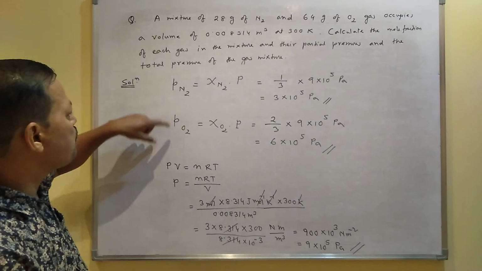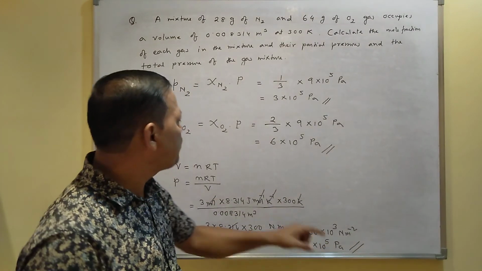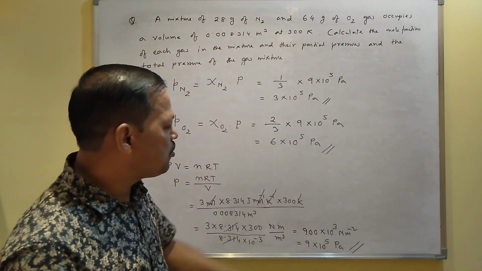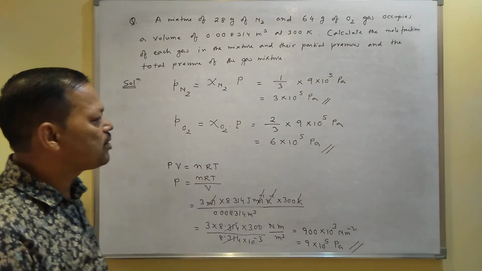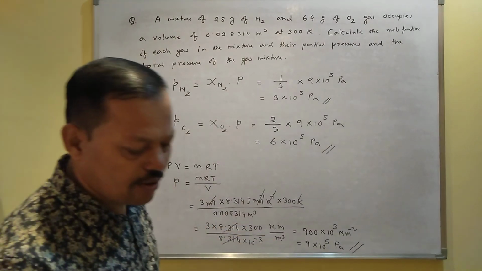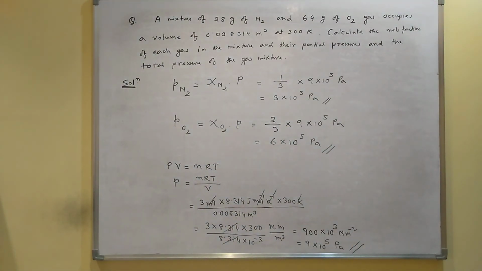You know, summation of partial pressure gives the total pressure. Total pressure is 9 into 10 to the power 5. So when you add P of N2 plus P of O2, you will get 9 into 10 to the power 5 Pascal. According to Dalton's law, the summation of partial pressure gives the total pressure. So we have determined number of moles, and after that their partial pressures and the total pressure also. Thank you.